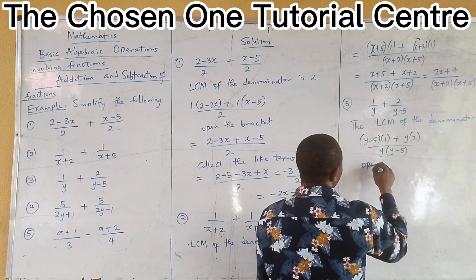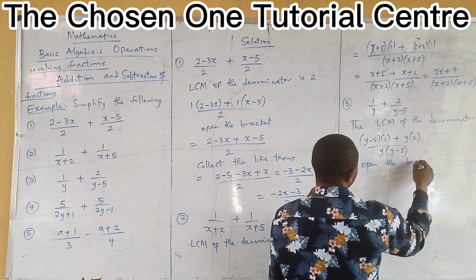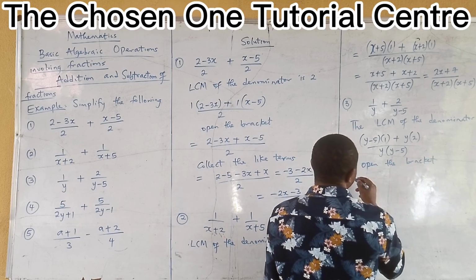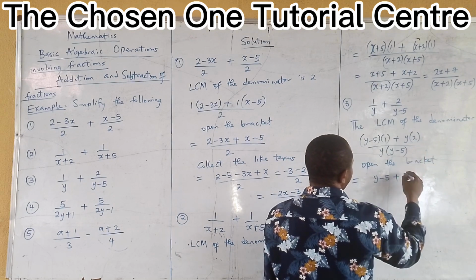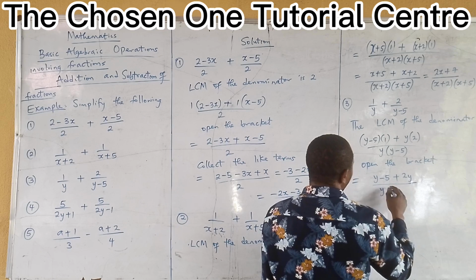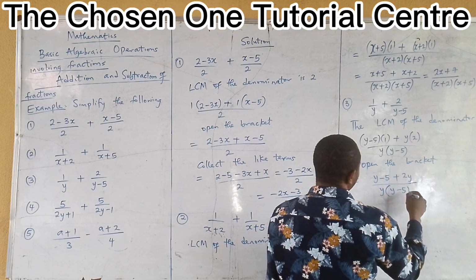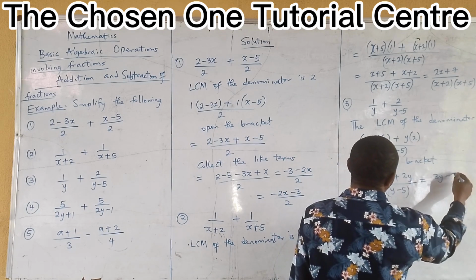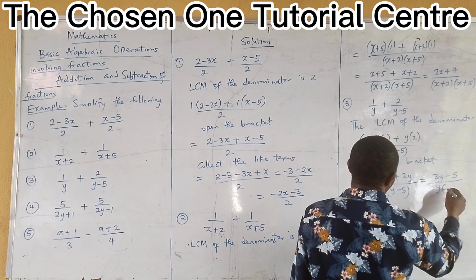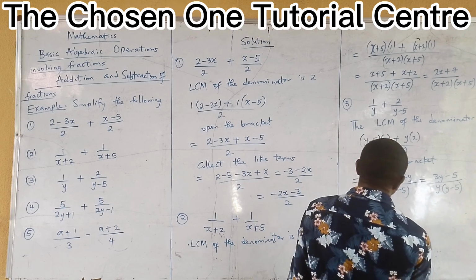Then we are going to open the bracket. When we open the bracket, we are going to have y minus 5 plus 2 times y, that will be 2y, over y in bracket of y minus 5. And by the time we collect the like terms, we are going to have 3y minus 5 over y in bracket of y minus 5.